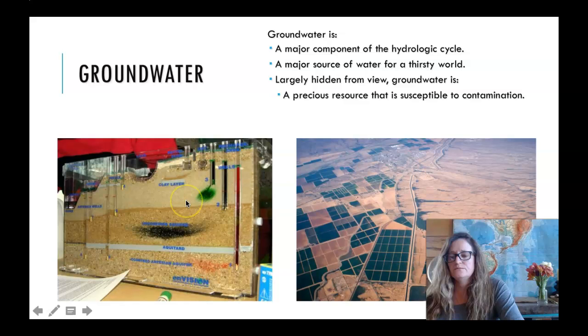We also study it in terms of pollution. So this is a model. We have one of these in our department, Geological and Environmental Sciences, and we use this to pump these different colors in, which can represent different pollutants, and then see what that might look like as the pollutants flow through the system.